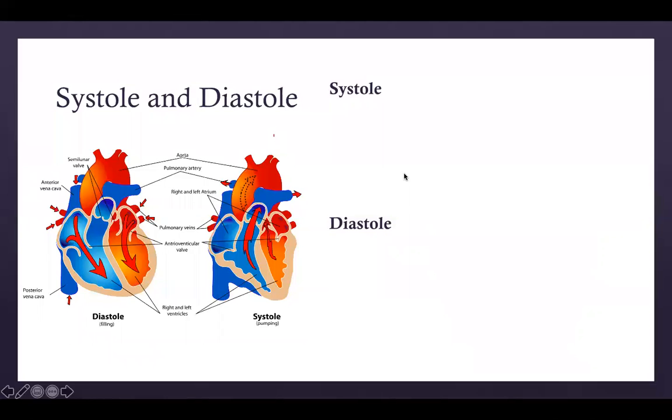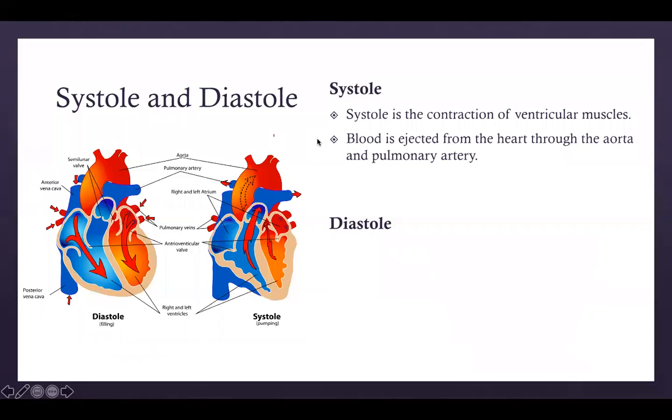The cardiac cycle has two general phases. First, we have diastole, which is when your heart is filling with blood. Then we have systole, when your heart is contracting and pumping blood out through the pulmonary arteries and the aorta. Systole is the contraction of ventricular muscles, pictured on the right of this diagram. Blood is ejected from the heart through the aorta and the pulmonary artery.